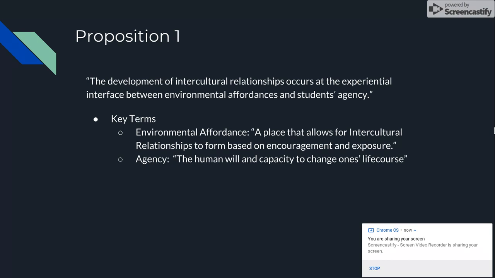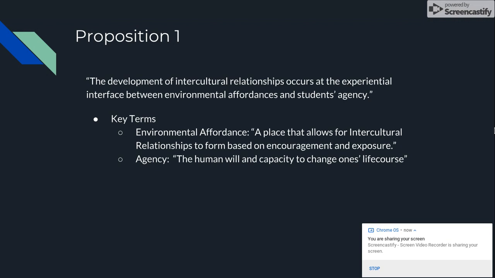So essentially at university, they're stating that all the different cultures coming together onto one campus is the environmental affordance. And students coming into this very vast cultural place that's all in one location, they have to change their agency to be able to allow for themselves to flourish in this new place with all these new cultures.